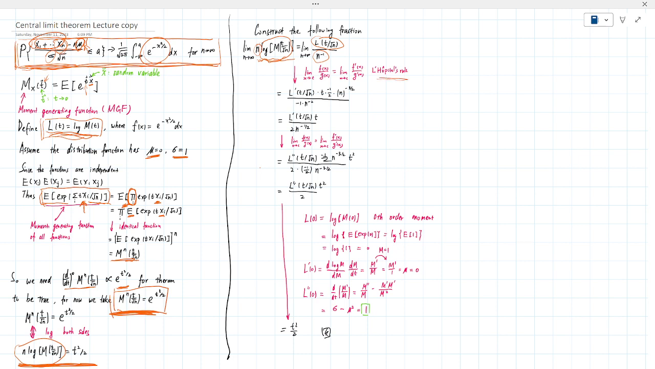Using L'Hopital's rule, we take the derivative as x goes to zero. We'll get this, taking the derivative and doing another derivative again. We'll have this. We just need to know what L double prime is, and this red block shows the calculation.